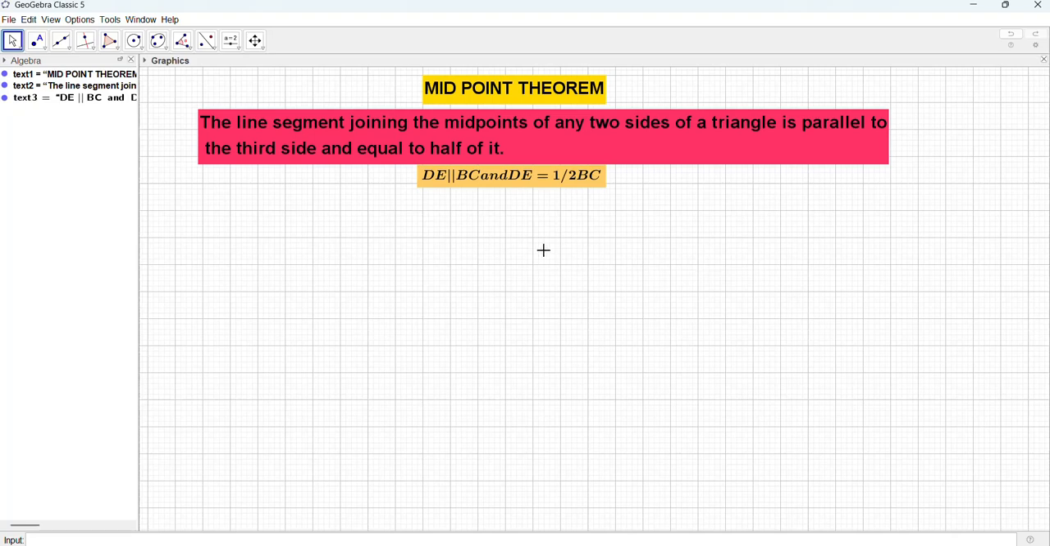Hello everyone. Today we will see the proof of the midpoint theorem using GeoGebra. I have taken this topic from grade 9 mathematics, from the chapter on quadrilaterals.